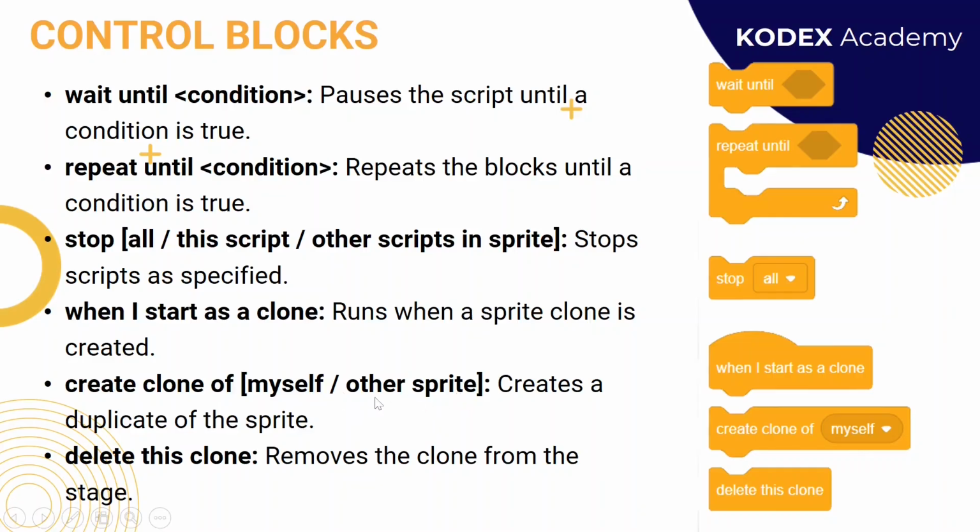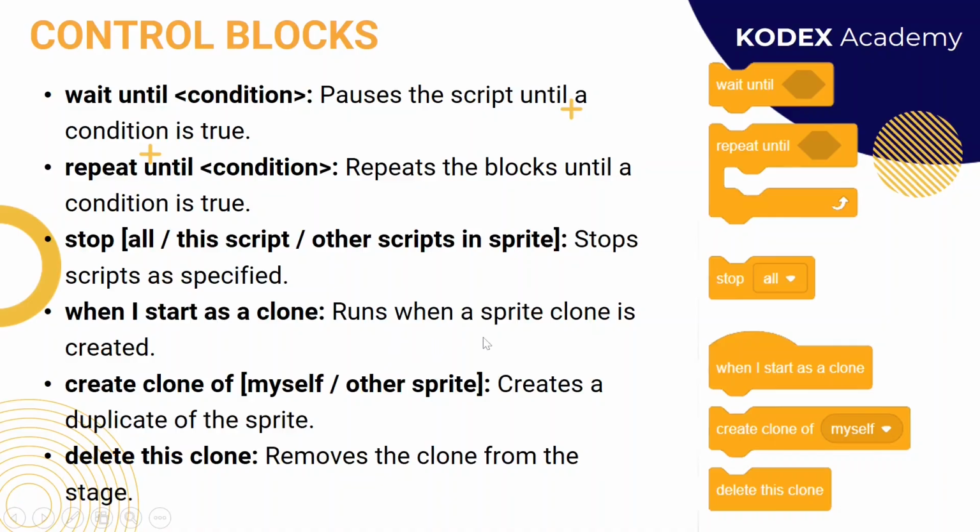If you have a single sprite, by default the option will always show "myself". When you choose more than one sprite, you will get the option to create a duplicate of that particular sprite. So you can make a clone of the different sprite you have chosen, and on the basis of that you can put the condition or command block.